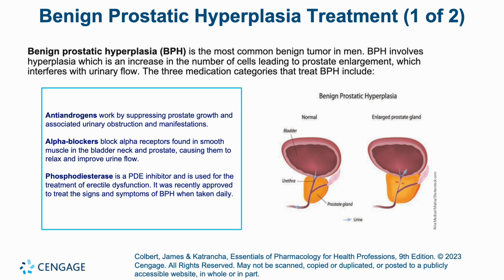There are 3 medication categories that treat BPH, including anti-androgens, which work by suppressing prostate growth and associated urinary obstruction and manifestations. Alpha blockers, which block alpha receptors found in smooth muscle in the bladder, neck, and prostate, causing them to relax. So that allows urine to flow more easily through the urethra. And then phosphodiesterase, a PDE inhibitor, is used for the treatment of erectile dysfunction. But it was also recently approved to treat the signs and symptoms of BPH when taken daily.